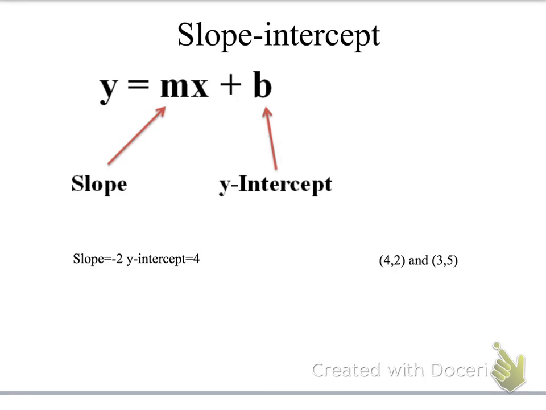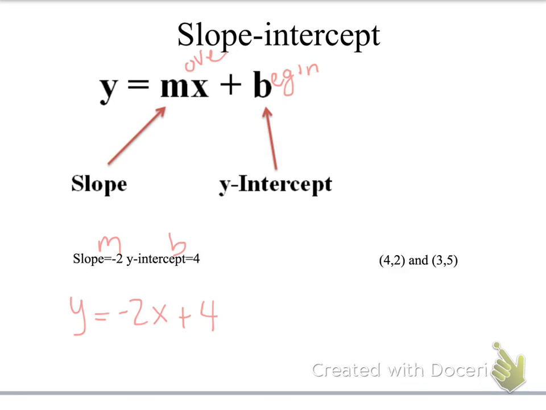Okay, so y equals mx plus b: my m stands for my slope, my b stands for my y-intercept. b is kind of where you begin, and m is where you're moving to. So if I give you the slope and the y-intercept, all you have to do is plug it in. My slope stands for my m, my y-intercept is my b.